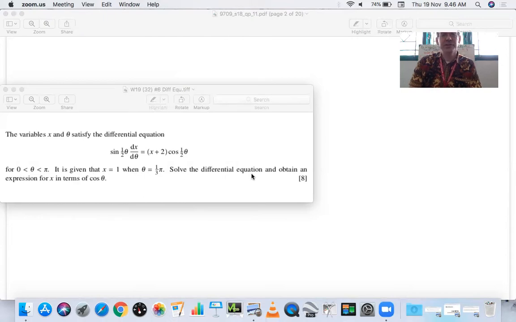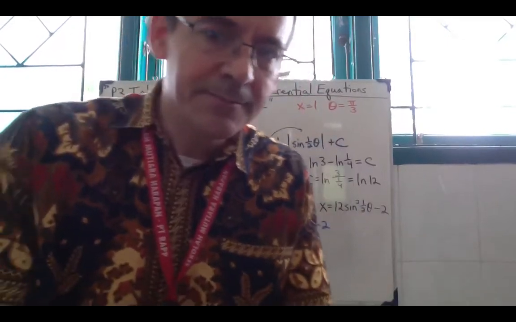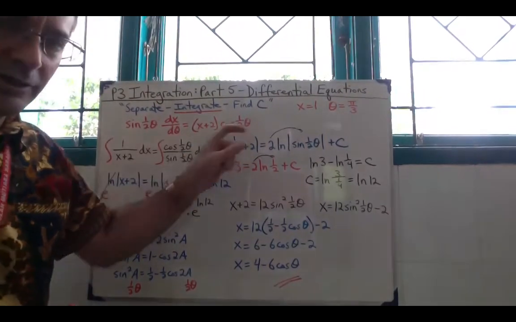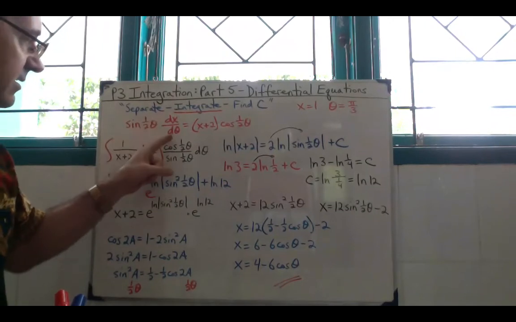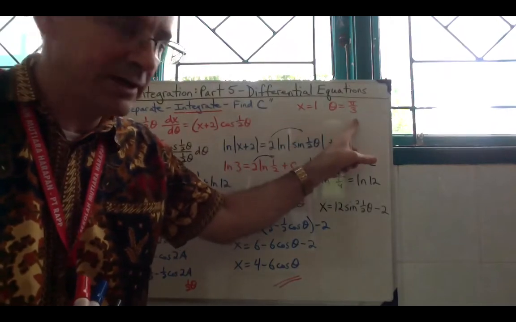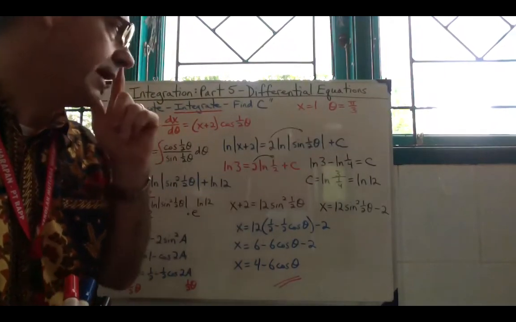Solve the differential equation and obtain an expression of x in terms of cosine theta. So pay attention to not only the subject, but also what it needs to be in terms of. So x in terms of cosine theta. So let's go back here to the board. And we see here is the differential equation they gave us. Sine half theta dx d theta equals x plus 2 times cosine half theta. And here is the coordinate they gave us, x equals 1, theta equals pi thirds.